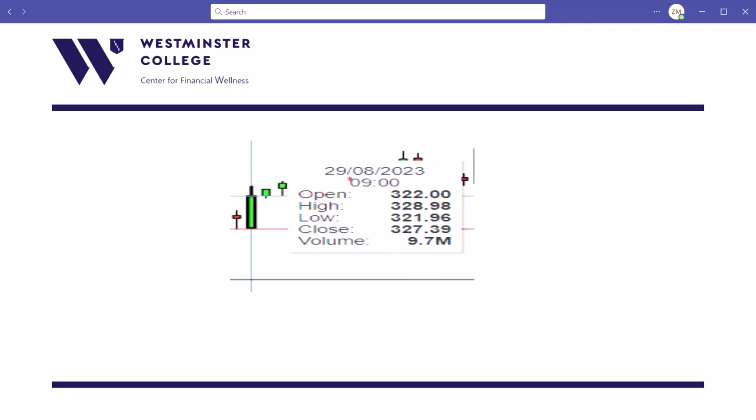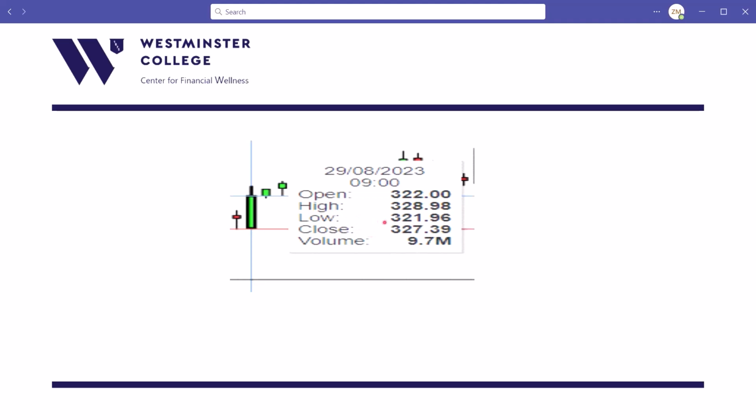On this day, it looks like it was August 29th, 2023. Microsoft shares opened that 5-hour period at $322 a share. The highest it hit was $328 a share. So if you bought at the open and sold at the high, you made $6.98 in profit. And then you can see the same thing for the lows.